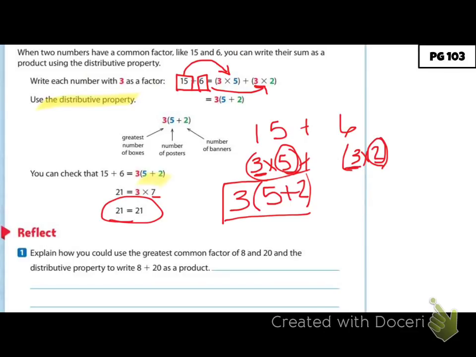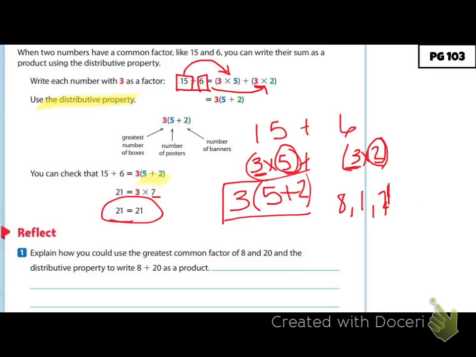Number 1 says, explain how you could use the greatest common factor of 8 and 20 and the distributive property to write 8 plus 20 as a product. The first thing that we need to do is find the greatest common factor of 8 and 20. When we do, we can list them out. So we have 8: 1, 2, and 4.